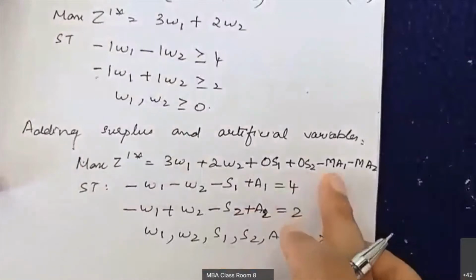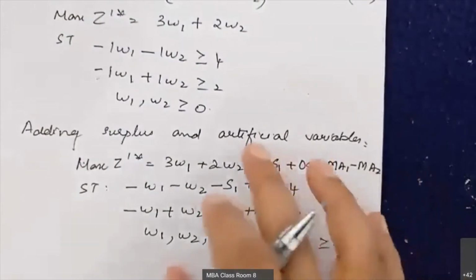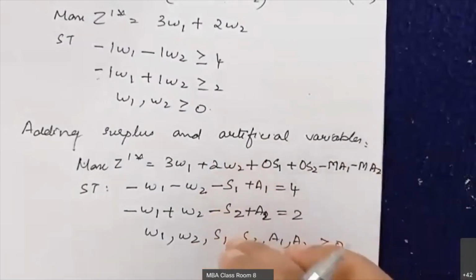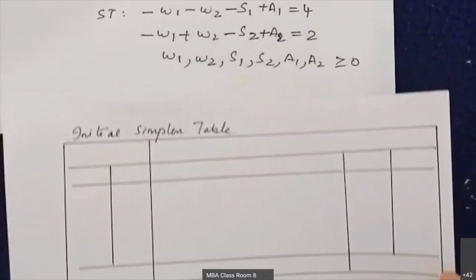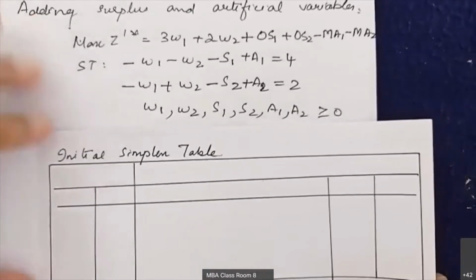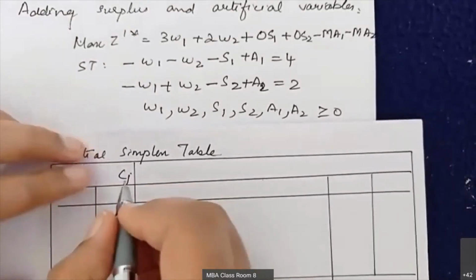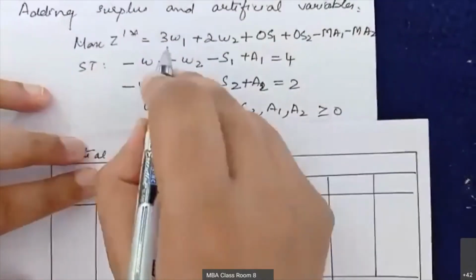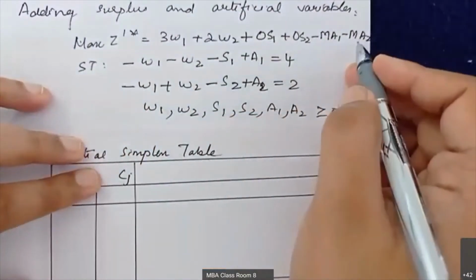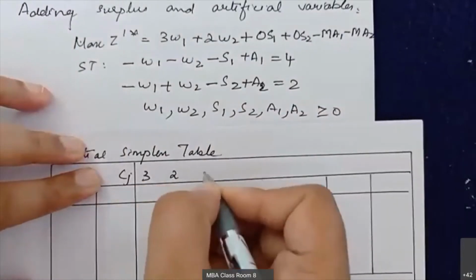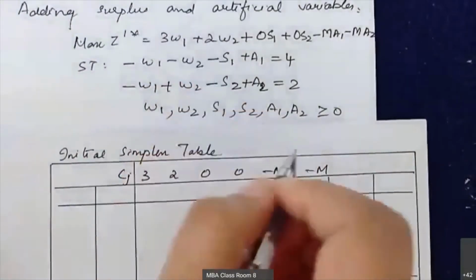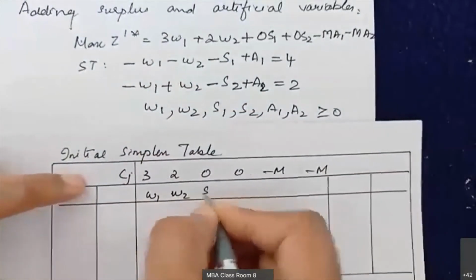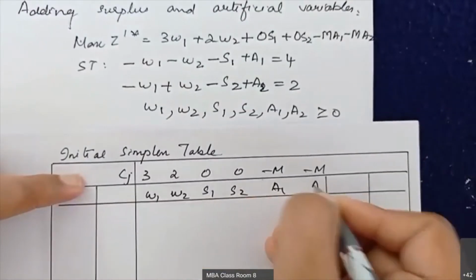Okay, so this is our final form. Now we have to introduce all these things into the initial simplex table. We are going to introduce all these variables into the simplex table. Here we have the coefficients of the objective function, Cj. What are the coefficients? 3, 2, 0, 0, minus M and minus M. Okay, what are the variables? W1, W2, S1, S2, A1, A2.